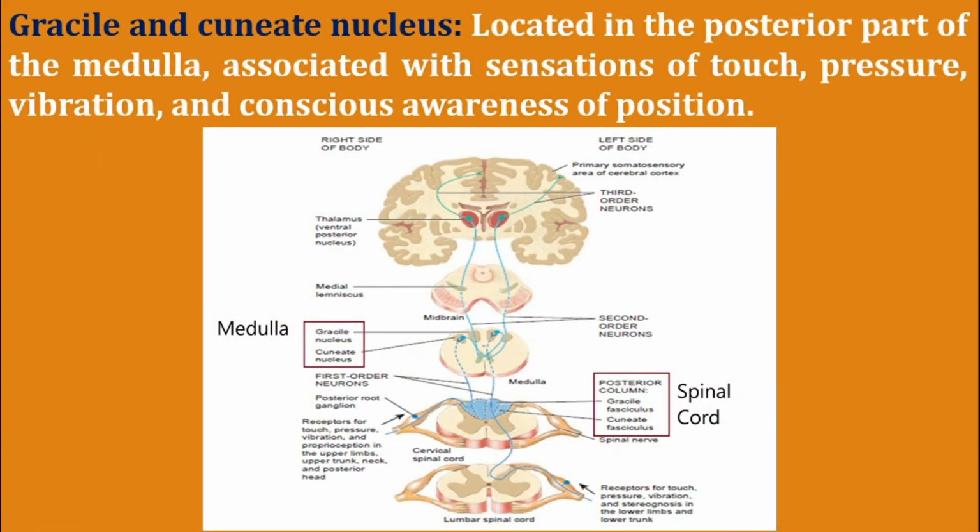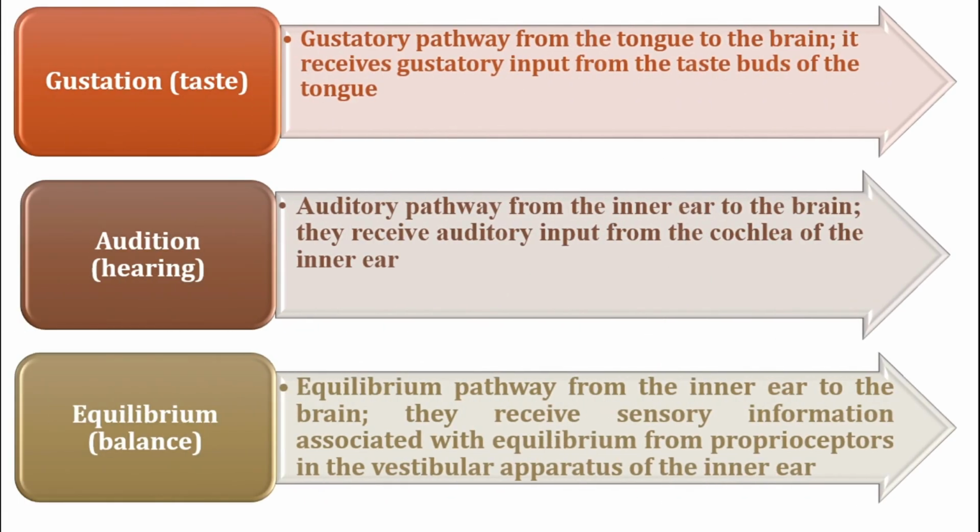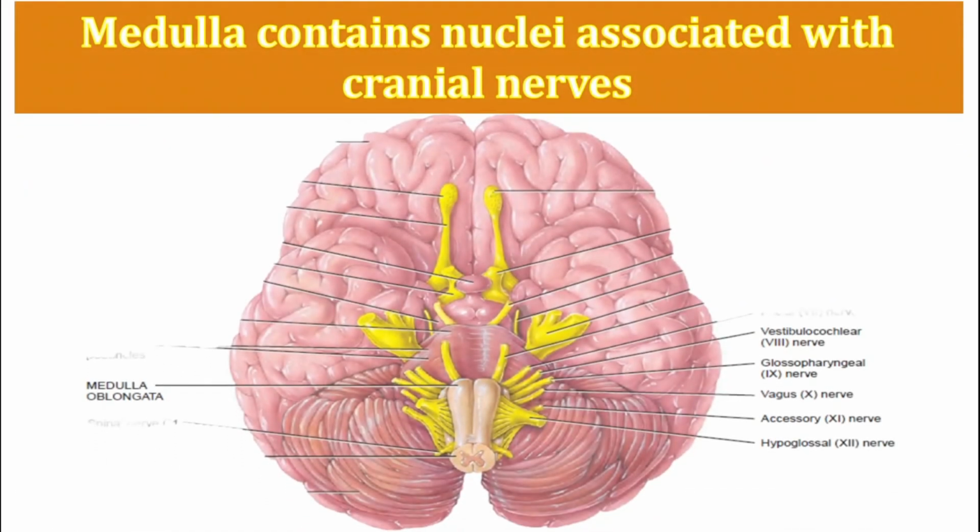Talking about the posterior medullary nuclei, so, there are gracile and cuneate nucleus, which are associated with sensations of touch, pressure, vibration, and conscious awareness of position. Nuclei for sensory pathways, like taste, hearing, and balance are also present in medulla. At last, medulla has nuclei for cranial nerve number 8, 9, 10, 11, and 12.